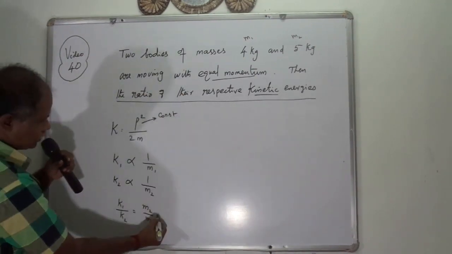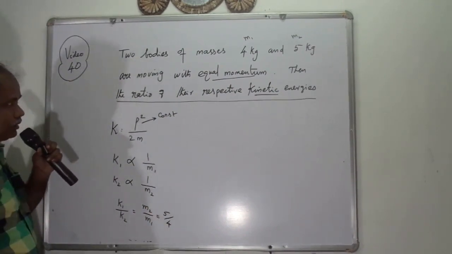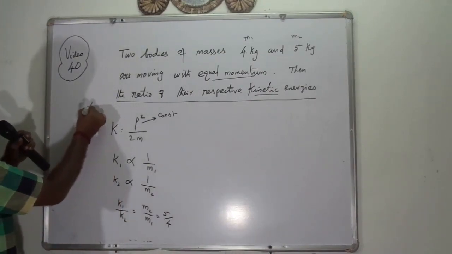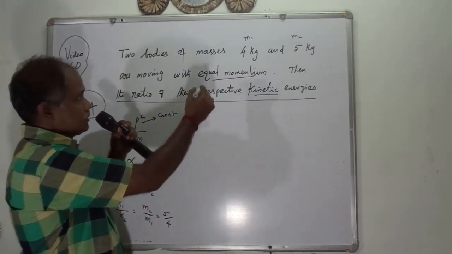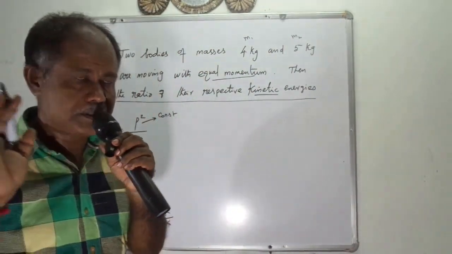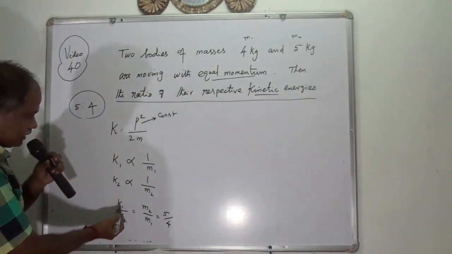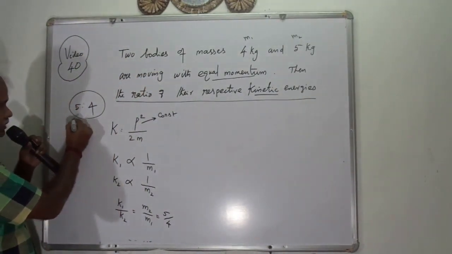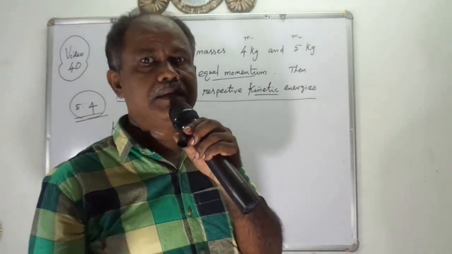m2 is given as 5, m1 is 4. Then the answer is 5 is to 4. This is the answer. The masses are given, and the condition is constant momentum. They asked to find the value of respective kinetic energy. The kinetic energy ratio is 5 is to 4. It's a very simple problem asked in entrance examinations.